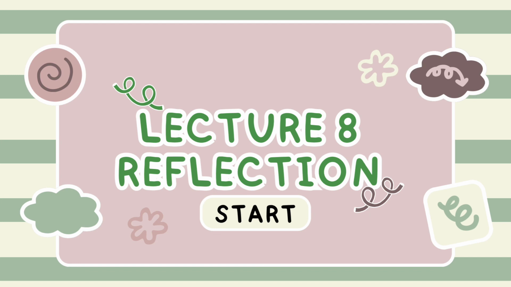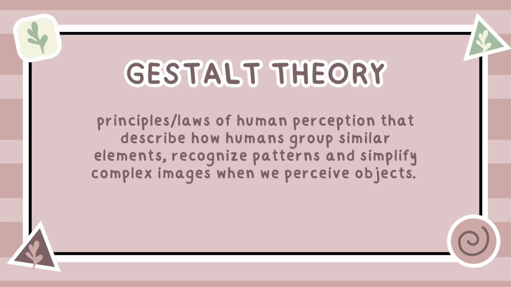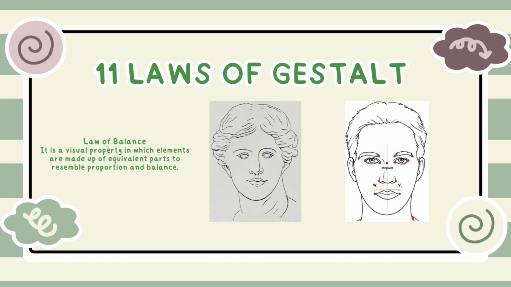So today I will be doing a reflection video based on lecture 8, which is Gestalt theory in visual screen design. Before we go further, let's look at the definition for Gestalt theory. It is a principle or law of human perception that describes how humans group similar elements, recognize patterns, and simplify complex images when we perceive objects. In Gestalt theory, there are 11 laws of Gestalt principle.